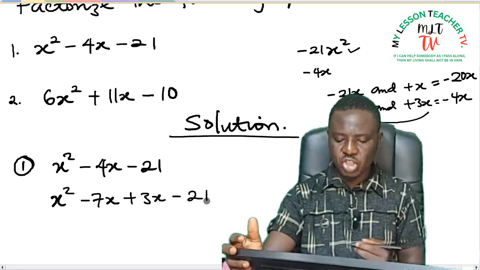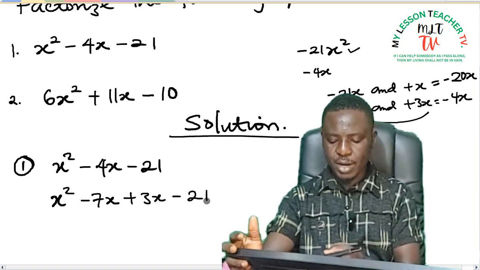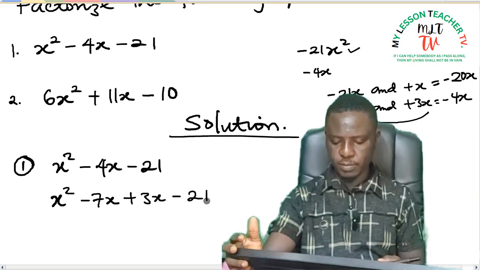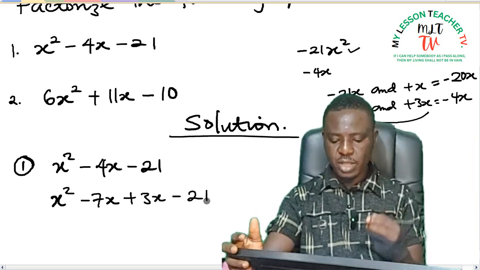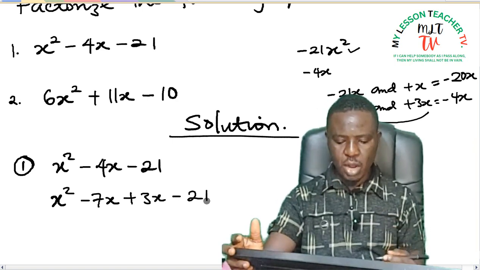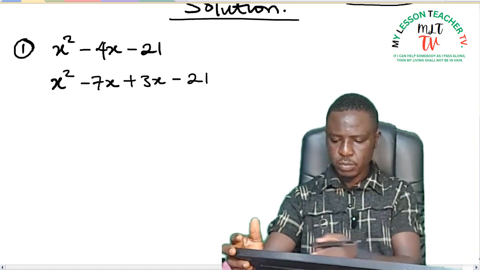Now, by doing this, it does not change the sense of the expression, for if you add minus 7x plus 3x, it still gives you minus 4x. We have now changed it from a 3-term expression to a 4-term expression. So what we are going to do now is to factorize. We are going to factorize them in twos.